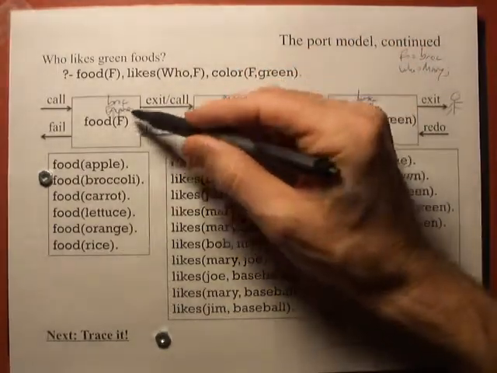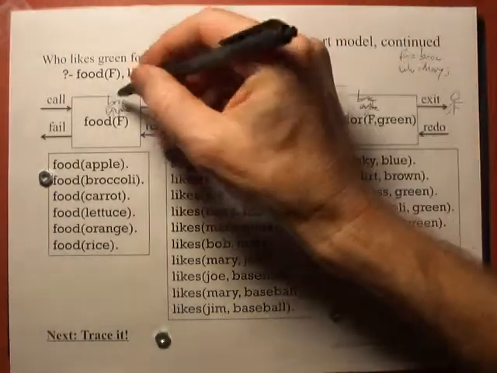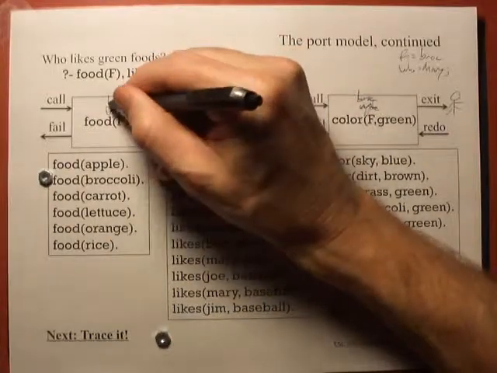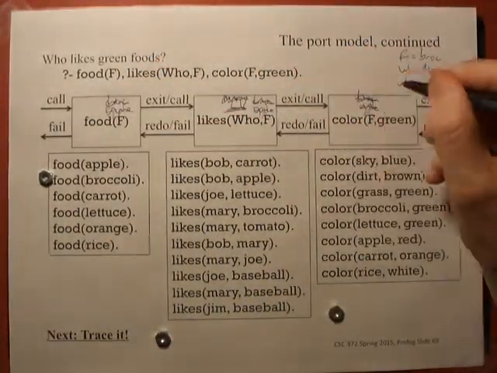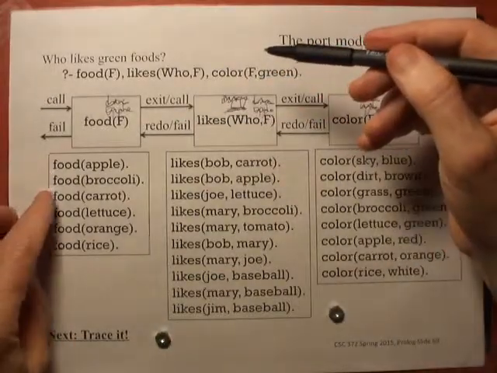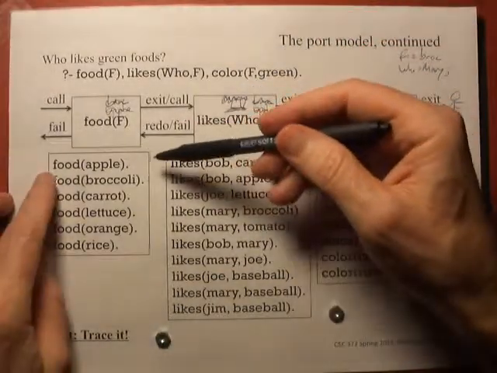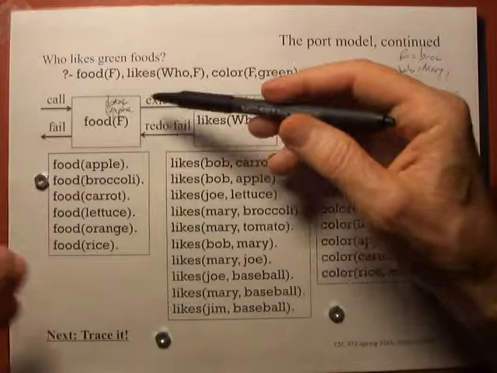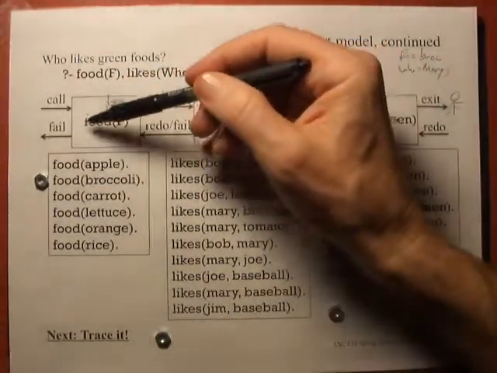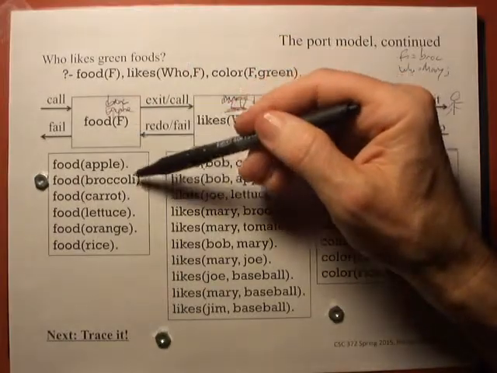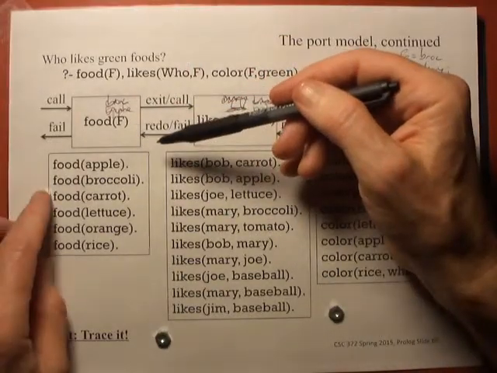We then go in the redo port here. That's going to uninstantiate F. So now F is unbound throughout the query. And we advance again. We were on food broccoli for this goal. Remember, each goal has its own pointer into the database. So the pointer for this goal was on broccoli. It advances to food carrot.